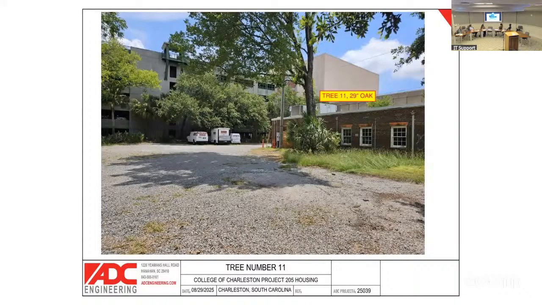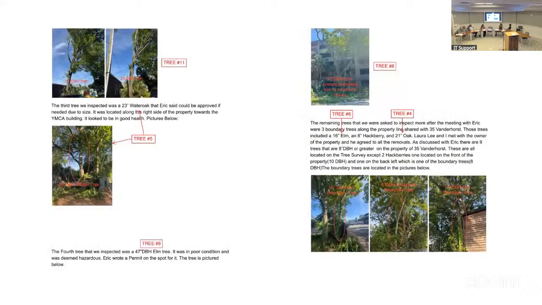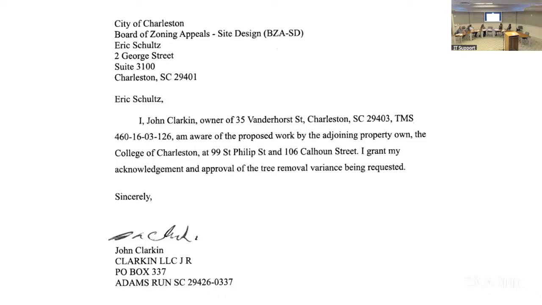I believe the structure has been removed of electricity, but it had been for years side pruned, and it has a lean to the north, and then being an elm special exception. This is just a letter from Charleston Tree Company. They did their assessment of the trees. Again, severely side pruned, and those wires have since been removed. This is the letter of consent from the property owner at 35 Vanderhorst.